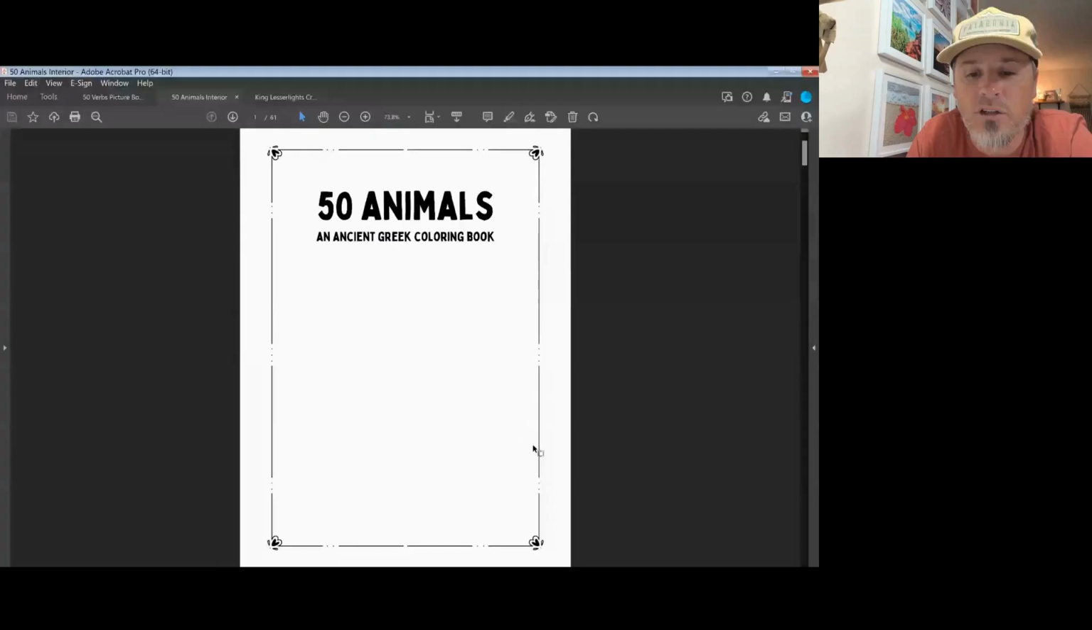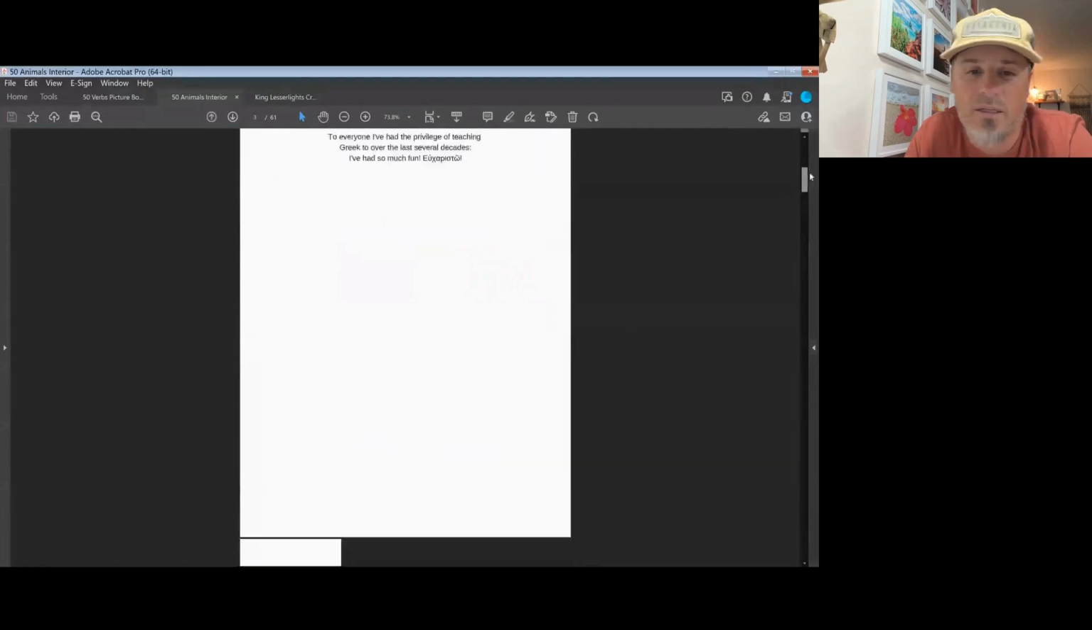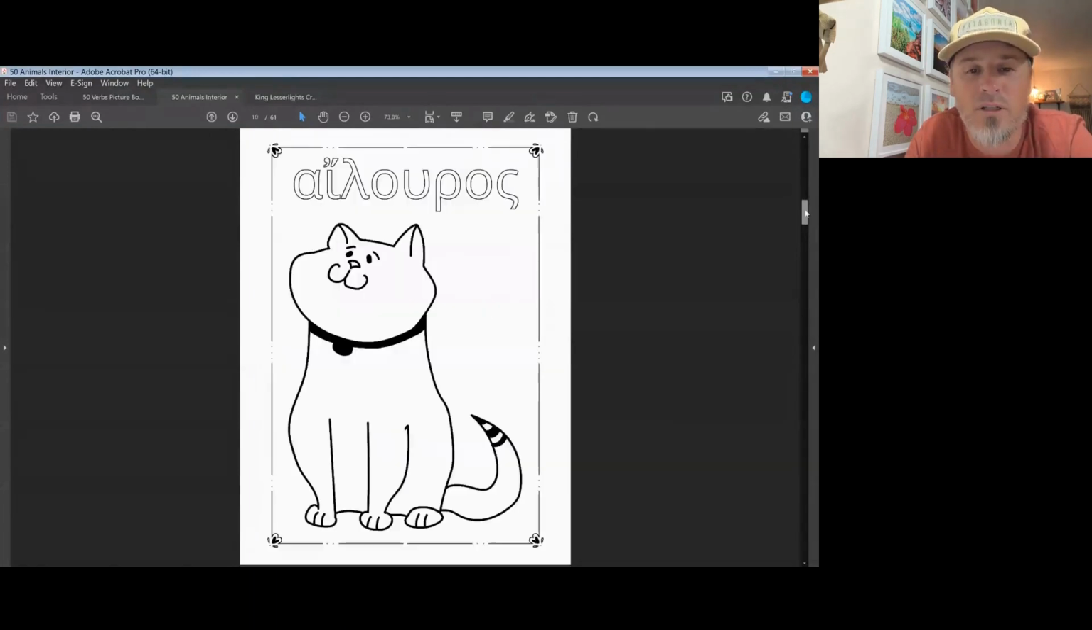All right. So there we go. 50 animals, an ancient Greek coloring book. So what this does is, I mean, the title is very descriptive. On each page is a Greek word and the image of the animal for that Greek word. So right here on the first page, it's all in alphabetical order, by the way.